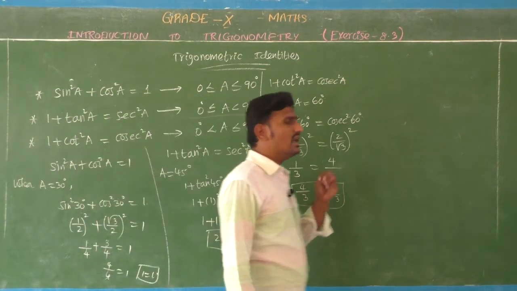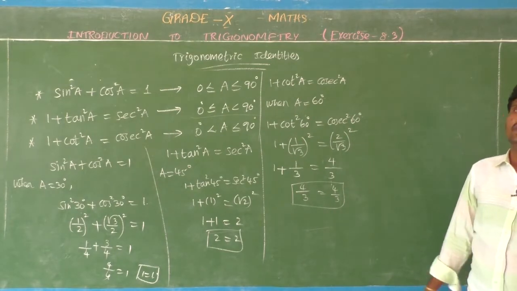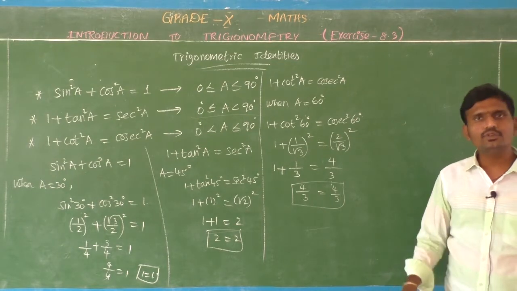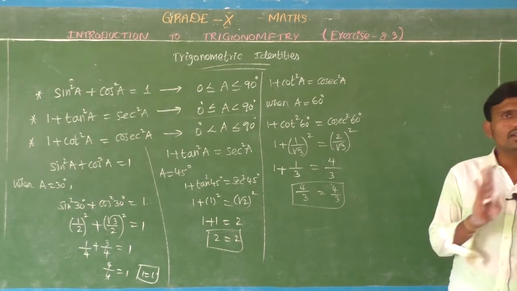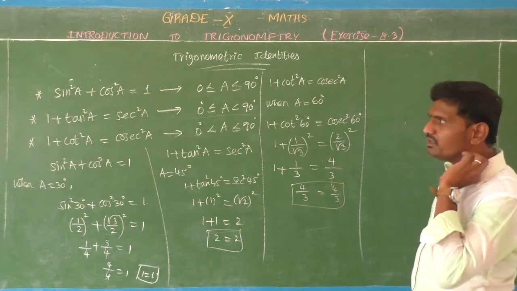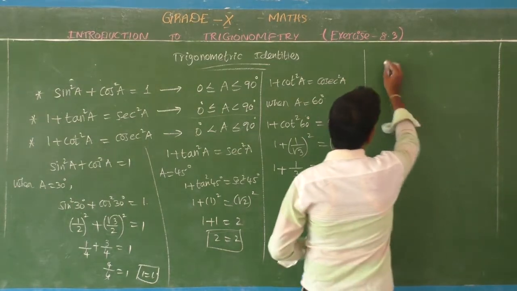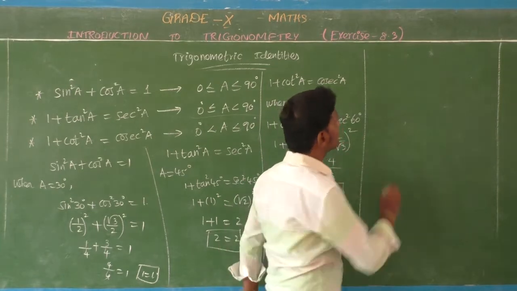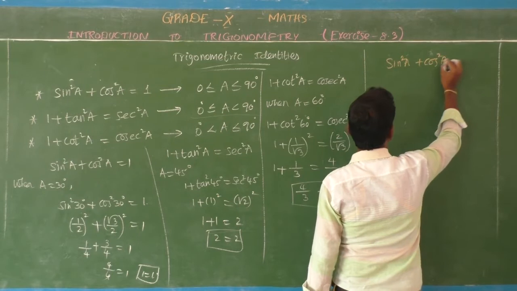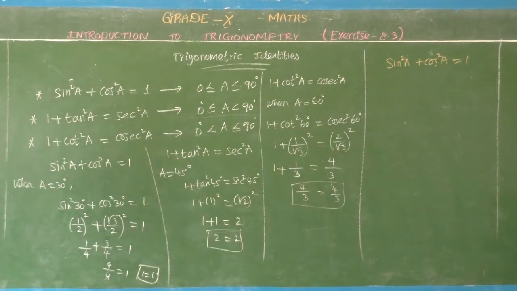So like that, the creative question will ask you to verify this identity when the angle is given. We need to check whether it is satisfied or not. Then finally, from the three identities, I am going to make some more identities. So the first identity is sin square A plus cos square A equal to 1.